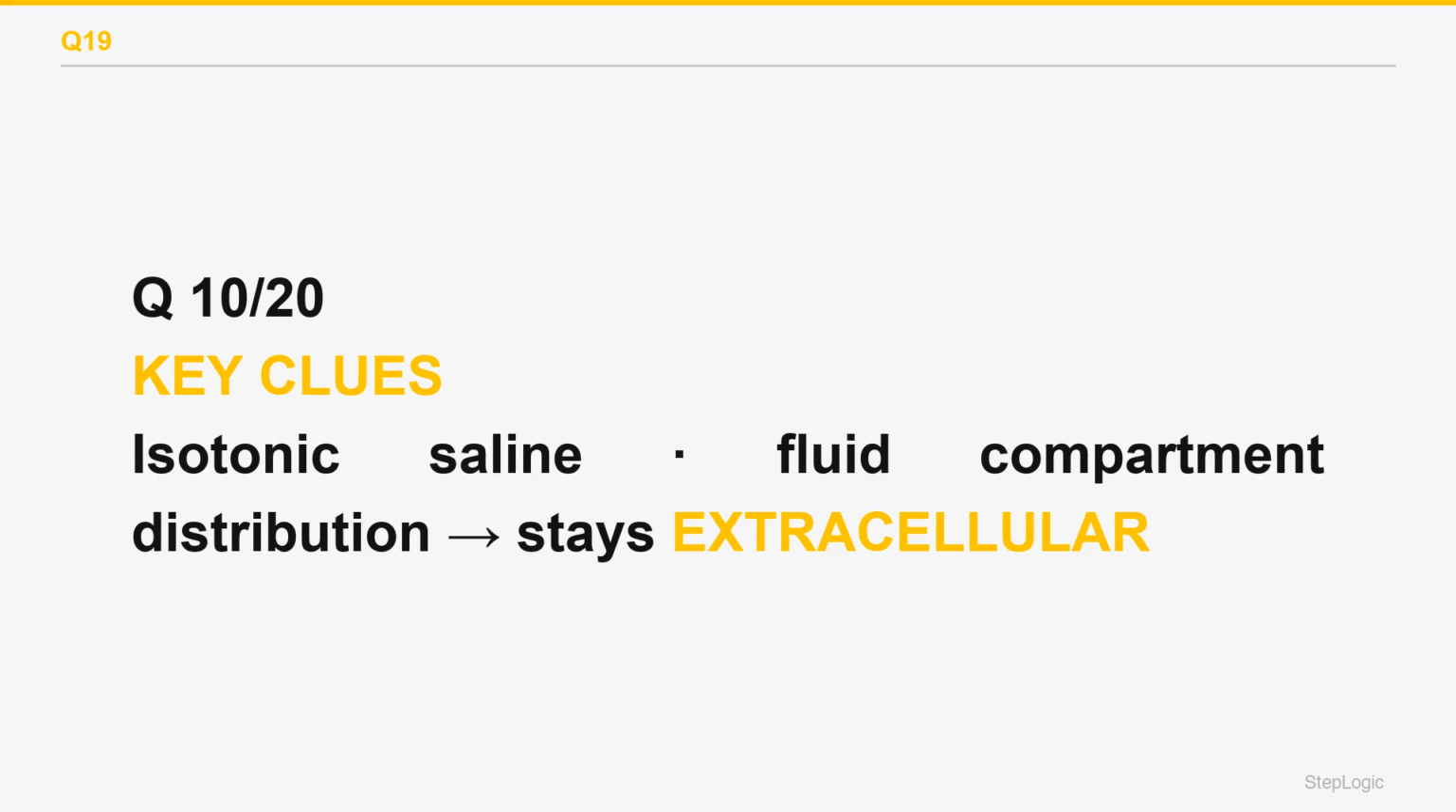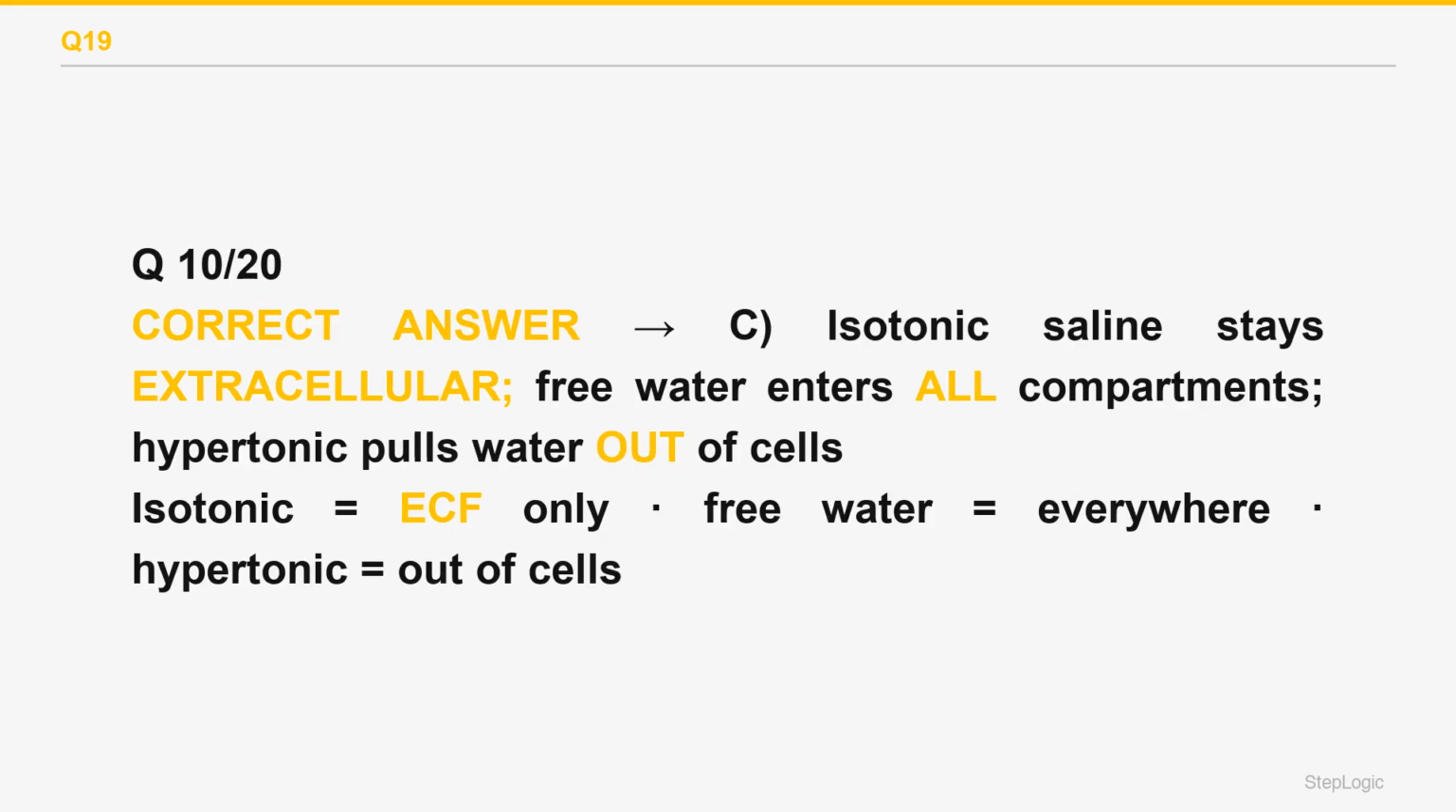Body fluid is divided into the intracellular (ICF) and extracellular (ECF) compartments, separated by cell membranes that water crosses freely but sodium does not. Isotonic saline 0.9% has the same osmolarity as plasma, so it does not create an osmotic gradient across cell membranes. It stays in the extracellular compartment, expanding the plasma and interstitial volumes without entering cells. This makes it ideal for resuscitating intravascular volume. The correct answer is C.